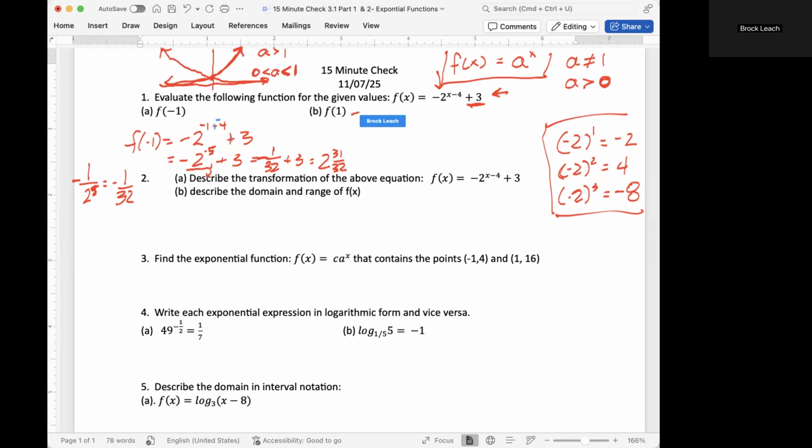All right. So for f of 1, that's negative 2 to the 1 minus 4, plus 3. 1 minus 4 is negative 3. So we still have that negative power. Remember, we're not raising negative 2. We're only applying this to 2. So the negative just hangs out here. This is negative 1/8 plus 3, which is equal to 2 and 7/8. Very good. So similar outcomes there. Any questions on what I did there?